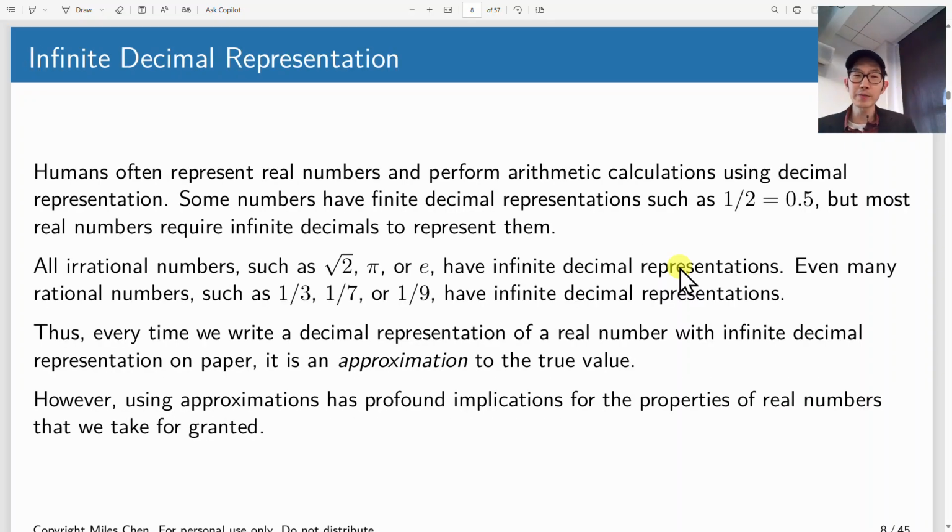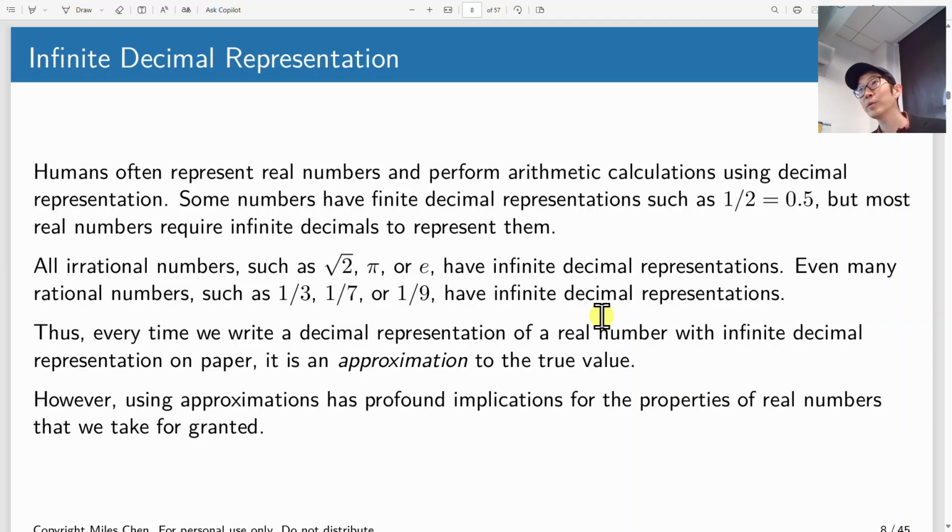Now, we often represent real numbers and perform calculations using decimal representation. A lot of numbers do have finite decimal representation, such as the number 1/2, which is represented as 0.5. That's no problem. But a lot of numbers do require infinite decimals to represent them. All of our irrational numbers have infinite decimal representations. And a lot of even rational numbers, like 1/3, have infinite decimal representations. You just have to go 0.333, and the 3's go on forever.